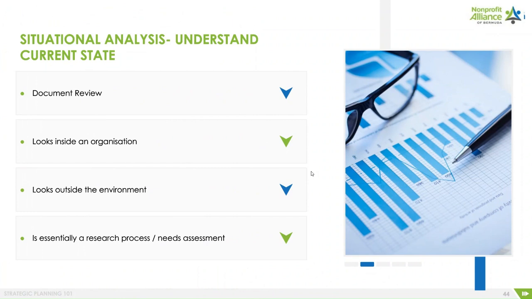One of the key first phases of strategic planning is the situation analysis, understanding your current state. It involves a document review typically. It looks inside your organization, but it also looks outside at what's going on in your organization's ecosystem. And it involves some form of research and or needs assessment.